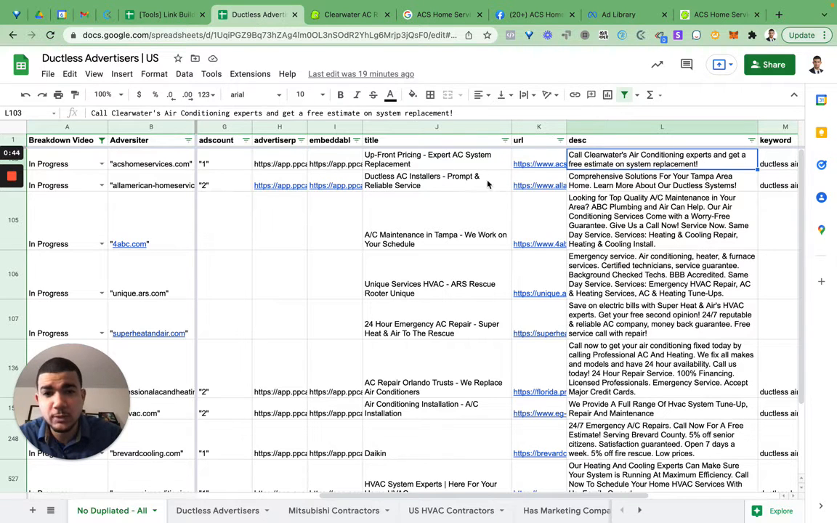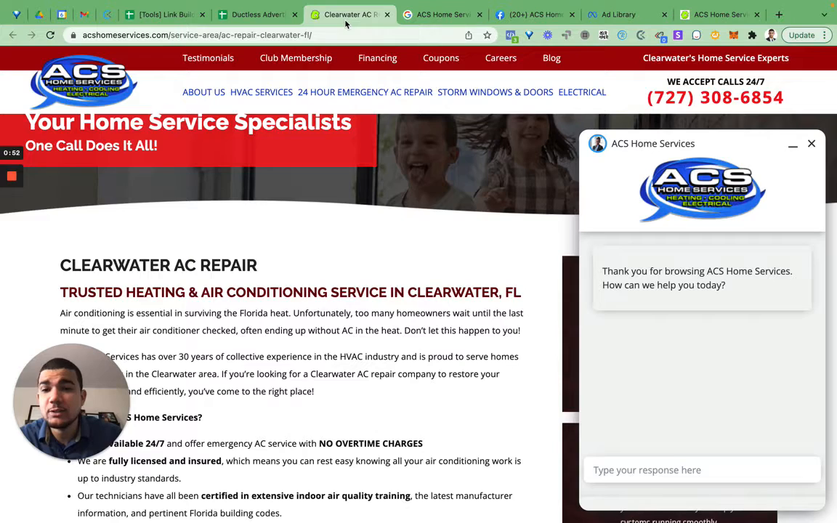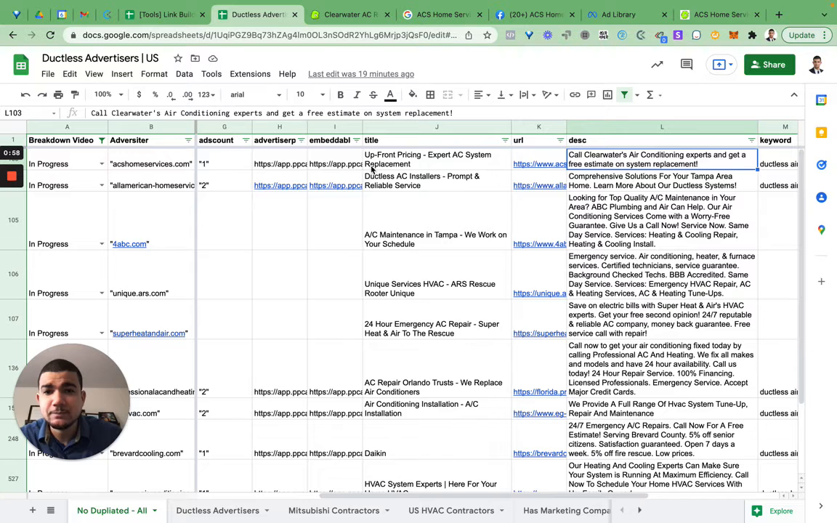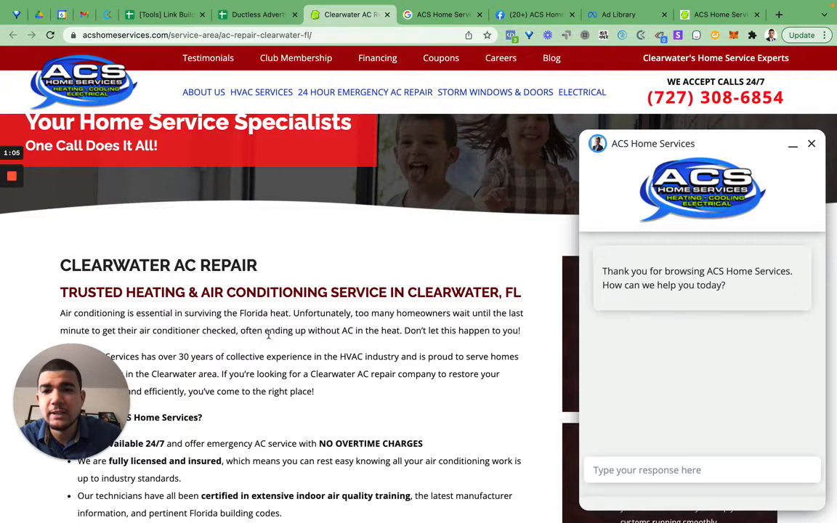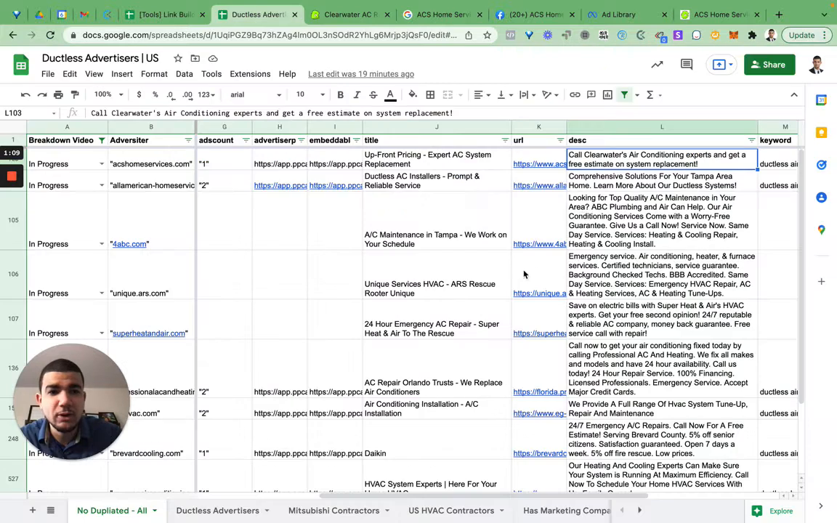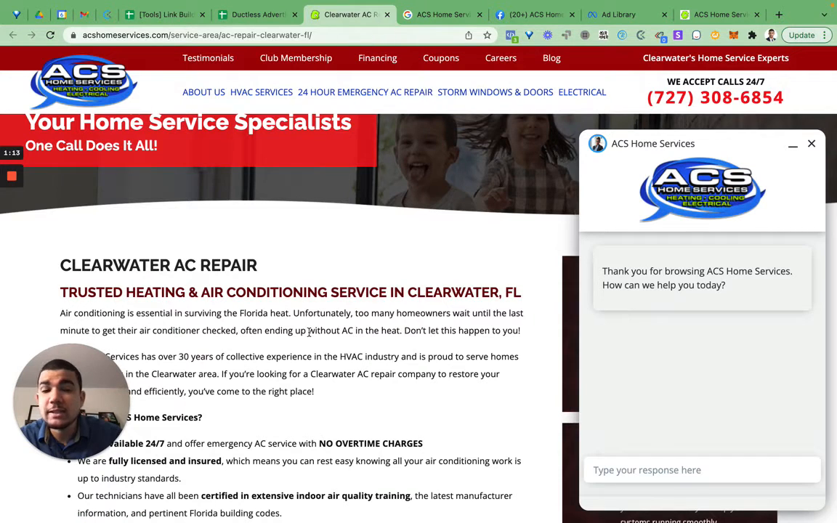We fix the congruency for the ductless ad, if they're advertising for ductless specifically, the ad and then the landing page. The landing page should be focused around estimates, not around repairs, because that's what the ad says. So if you can see here, call Clearwater's air conditioner experts and get a free estimate on your system repair. And then they get to the page and it's a repair page. My fault. I said repair, it's replacement right here. And then they get to the repair page. So that's not congruent at all.